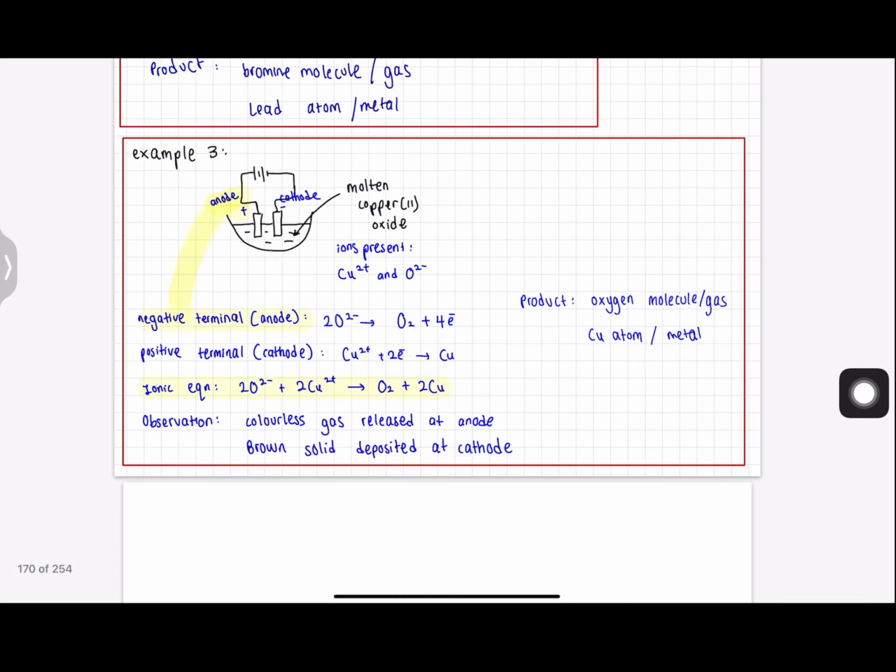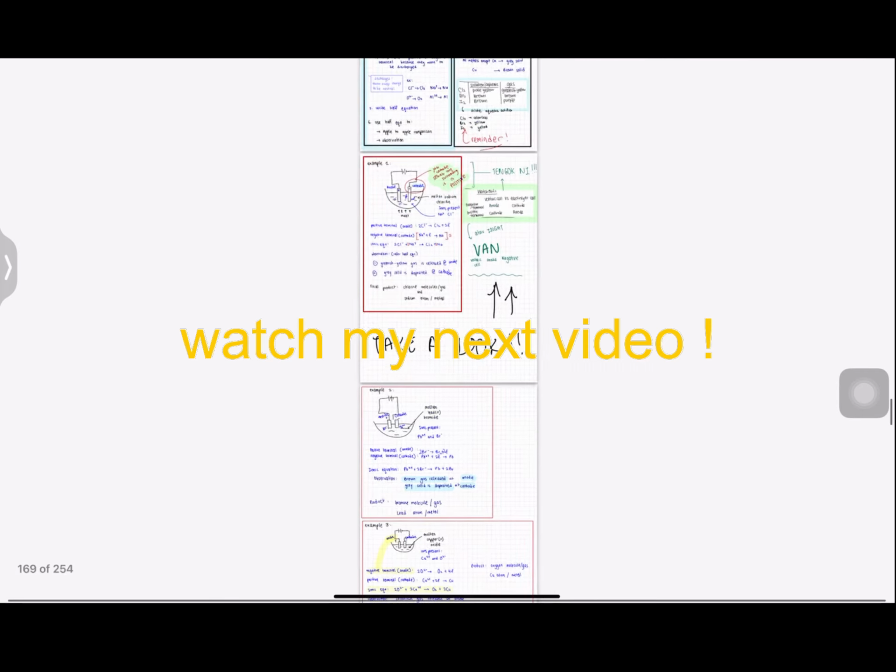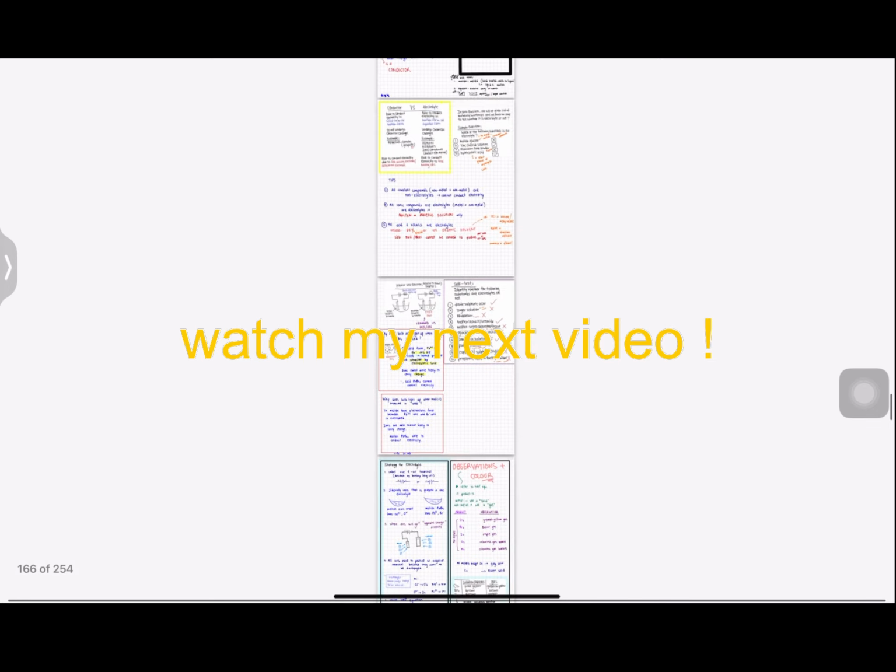Here is example 3. You guys can take a screenshot of this because I'm not going to explain it. 3, 2, 1, okay. Now let's get into the 3 factors when it comes to electrolysis.